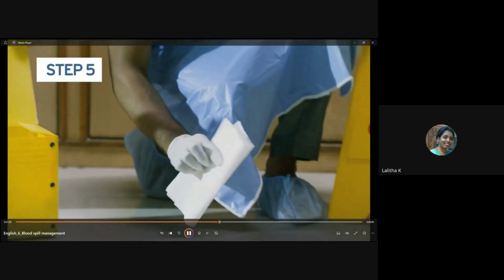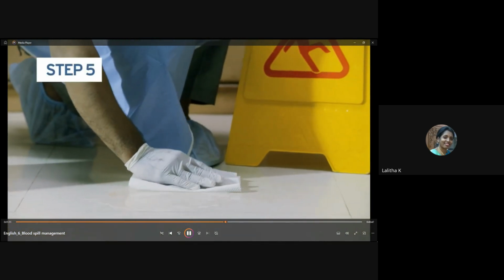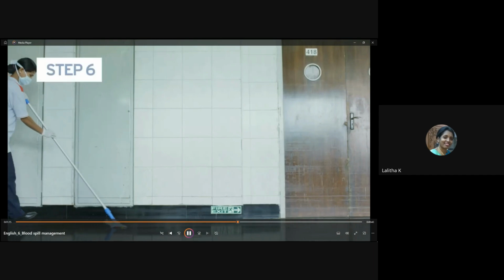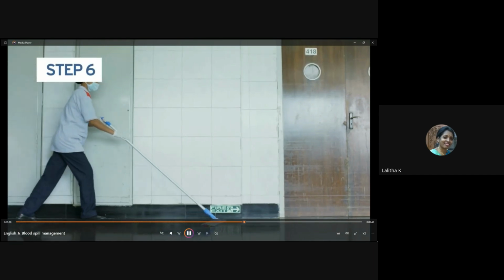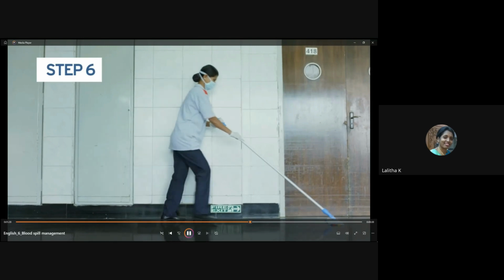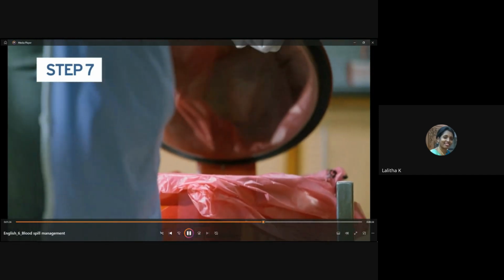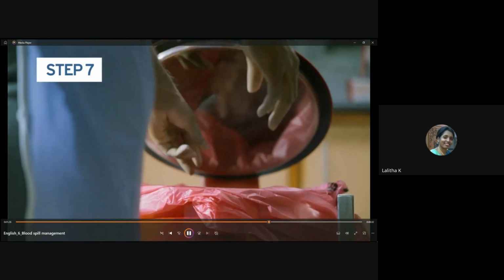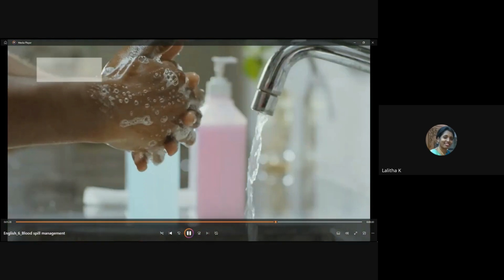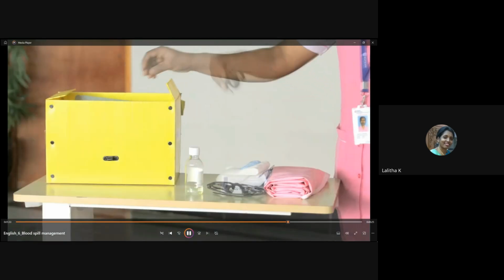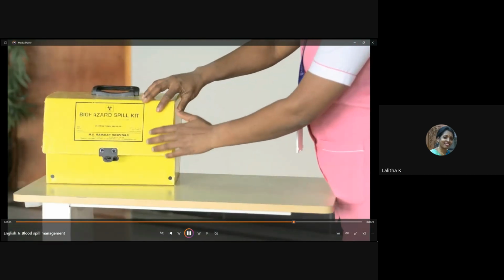Step 5. Wipe the area with paper towels and dispose them into the yellow plastic bag. Step 6. Clean and mop the area as per regular housekeeping practices. Step 7. Remove the personal protective equipment and dispose it appropriately. Step 8. Wash your hands. Finally, refill the spill kit for the next use.